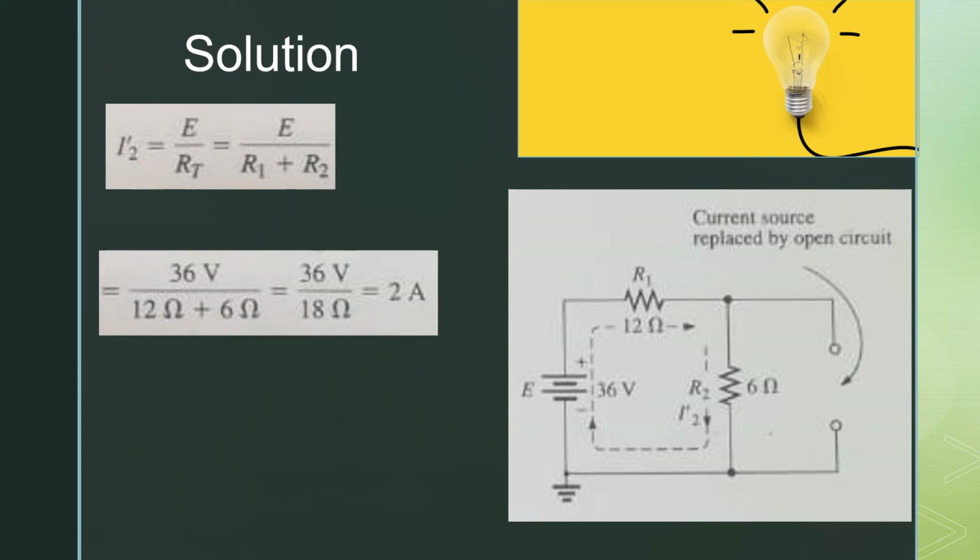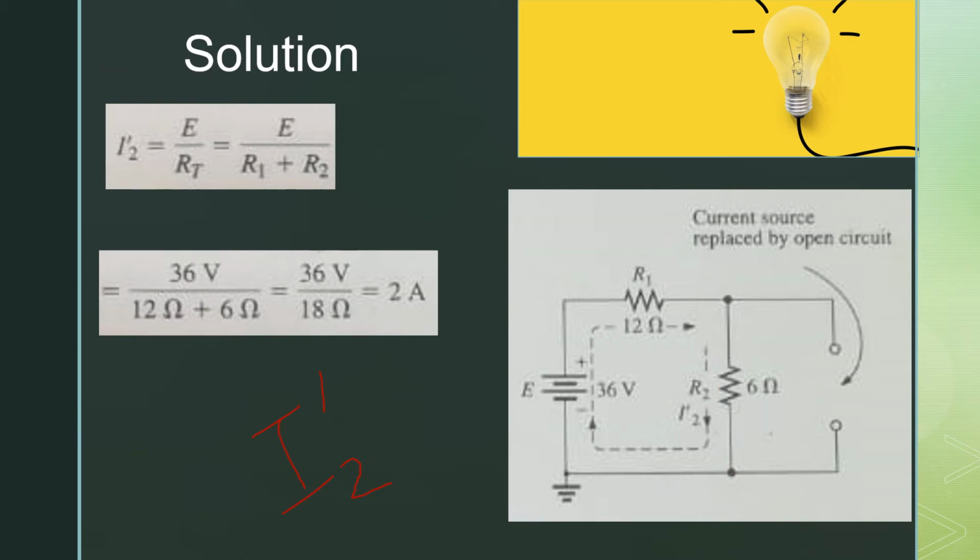In the first step, we have to take only one source. So we take the voltage source and remove the current source by replacing it with an open circuit. From the figure you will see that when we remove the current source from the network, it becomes a simple series circuit. So the current through R2 is I2 prime, where the prime stands for the first source.